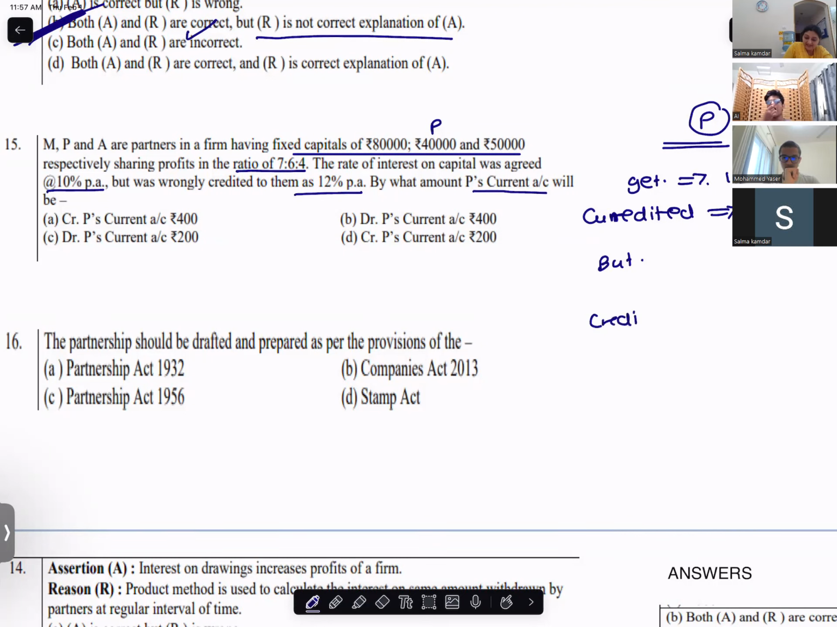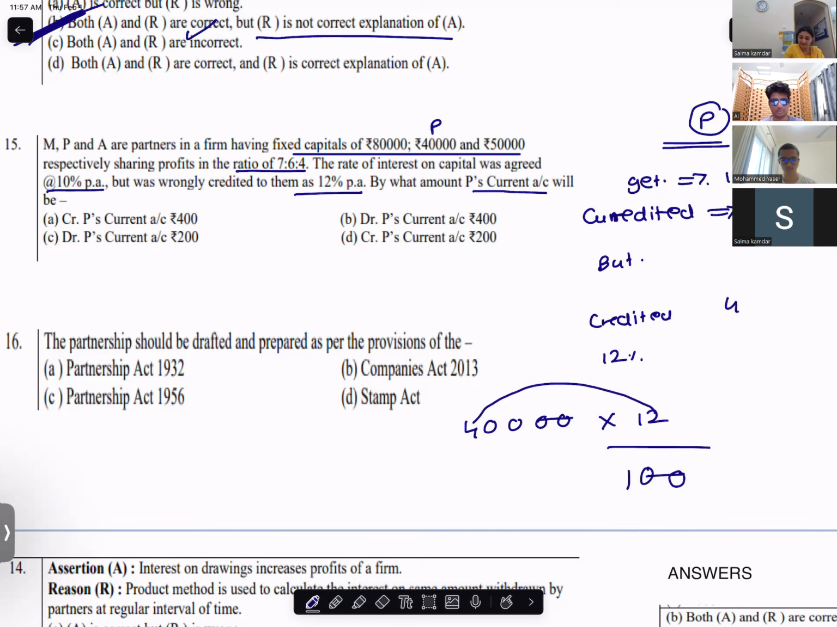But what did you do? We gave extra. We credited by 12%. Calculate 12% of 40,000, please. Not using a calculator. Normal calculation. Anas, tell me the answer. It is 4,800. 12 fours are 48, and 0, 4,800.